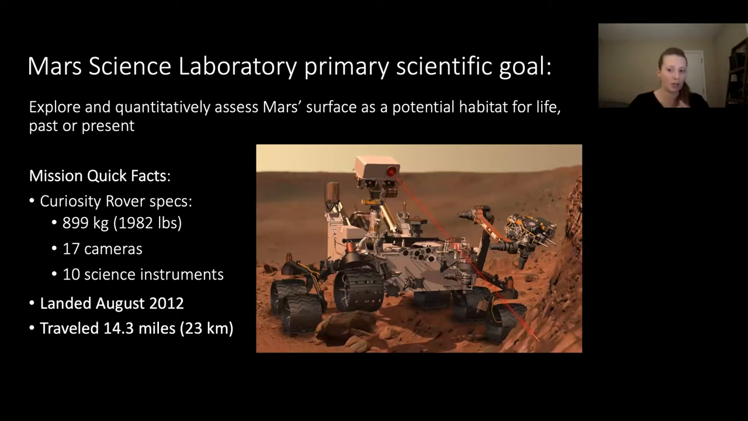Curiosity has 17 cameras and 10 scientific instruments. So I told you there's a lot going on. Of course, there's the CheMin instrument, which you're gonna hear me talk about a lot, and that's here inside the body of the rover. CheMin stands for chemistry and mineralogy, and it's an X-ray diffraction instrument. And so we use that to definitively detect and analyze mineral species.